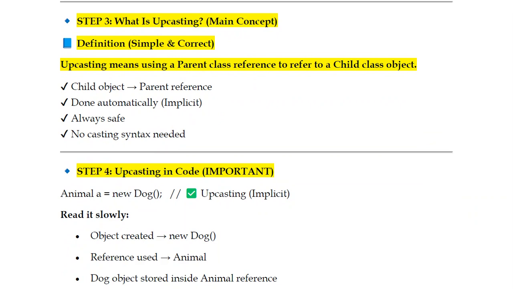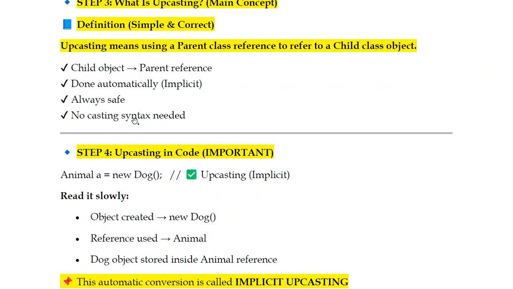So here the child object is referred to by using the parent reference. This is what the definition also says: a parent class reference to refer to a child class object. So the parent class is referring to the child class object. Implicitly it will happen.